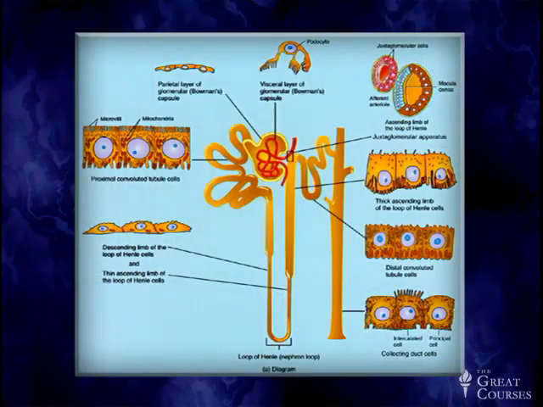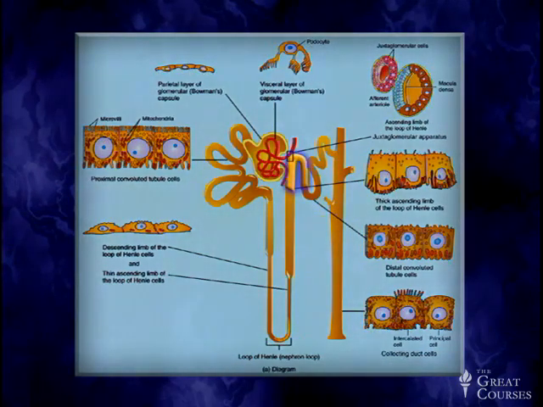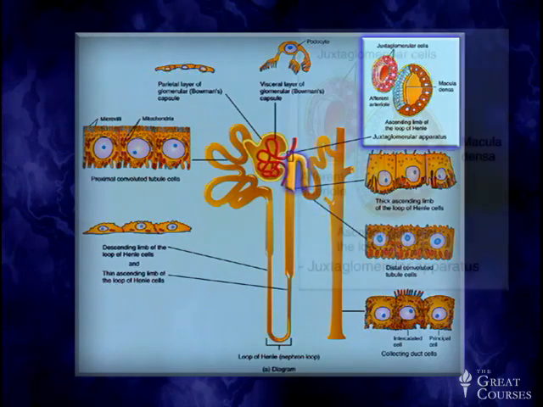Let's go back now and look at one more structure that I'm going to mention later on. If you look at this other representation, this ascending loop of Henle, just where it meets the distal convoluted tubule, has a spot right here called the juxtaglomerular apparatus. Juxta means next to. It's next to the glomerulus, but it's not touching it. And this apparatus looks something like this.